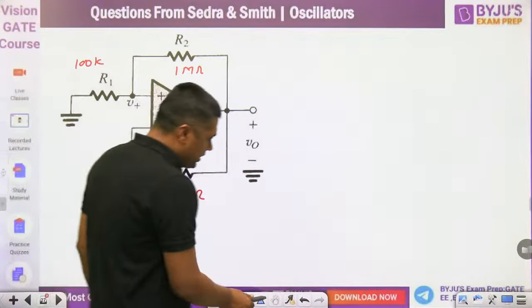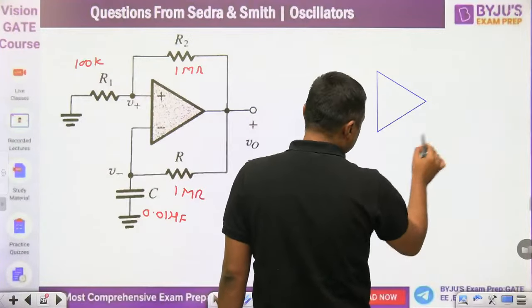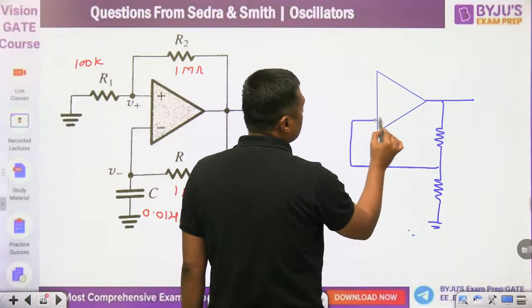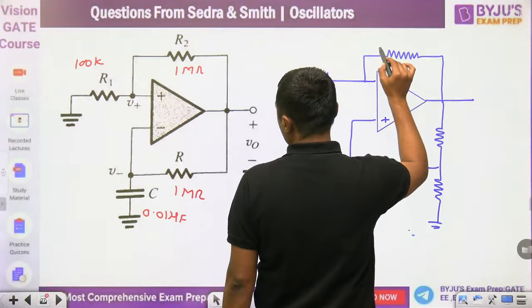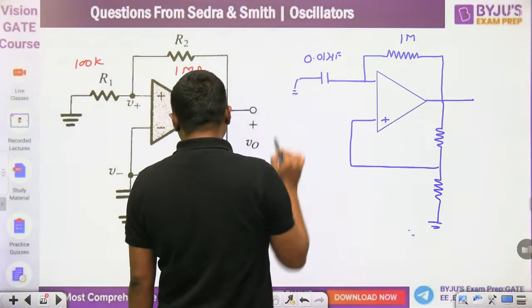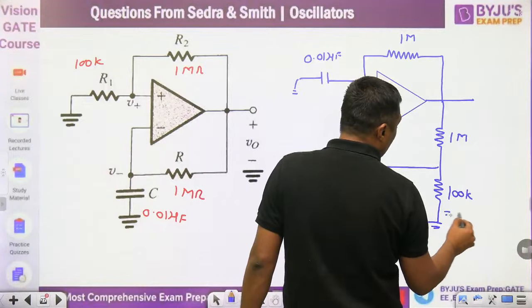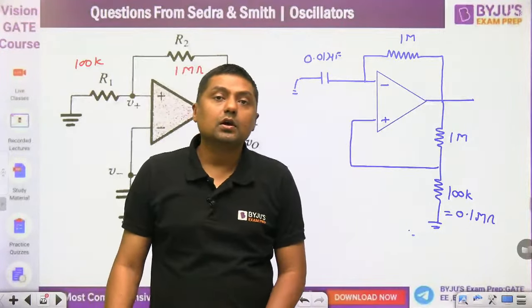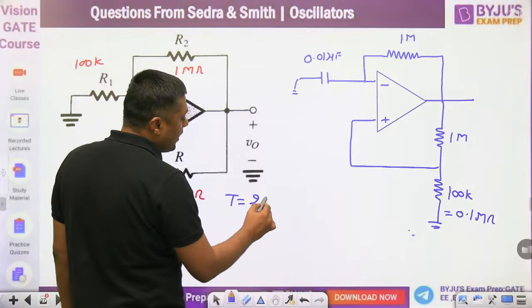Now, if that is given, it is very, very easy, already I have derived this, and we are familiar with this diagram. This is an astable multivibrator, a generator, an oscillator. So what are the values given? 1 mega ohm, and this is the C, 0.01 microfarad, and that is R2, 1 mega ohm, and that is R1, 100 kilo ohm. 100 kilo ohm means 0.1 mega ohm, and that is nothing but an astable multivibrator. So what is the formula here? The time period is given by 2 times RC, this R and C.